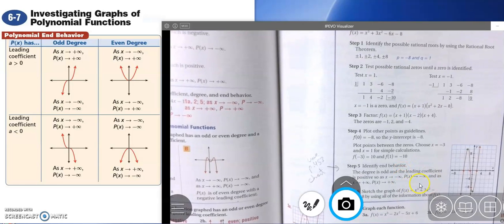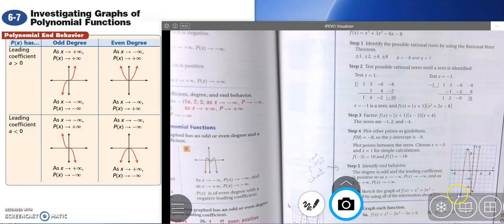Which means as x decreases, y decreases, so that means that my final arrow is going to be pointing down. And as x increases to positive infinity, y also increases to positive infinity. So as I go right here, my arrow should be pointing up.